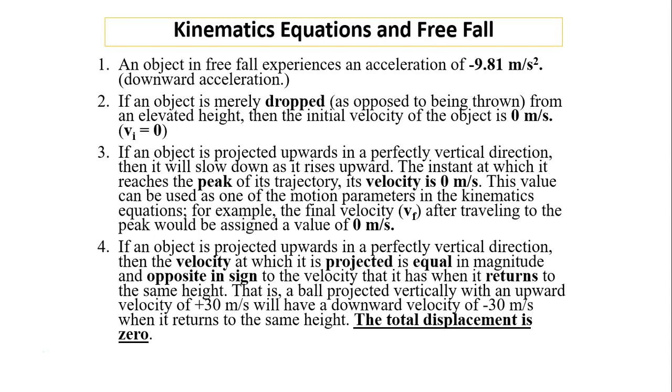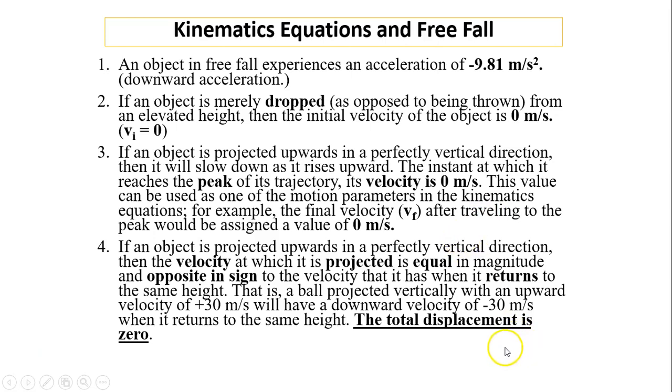Number four, if an object is projected upward in a perfectly vertical direction, then the velocity at which it is projected is equal in magnitude and opposite in sign to the velocity it has when it returns to the same height. For example, if a ball is projected vertically with an upward velocity of positive 30 meters per second, it will have a downward velocity of negative 30 meters per second when it returns to the same height. In this process, the total displacement is 0.